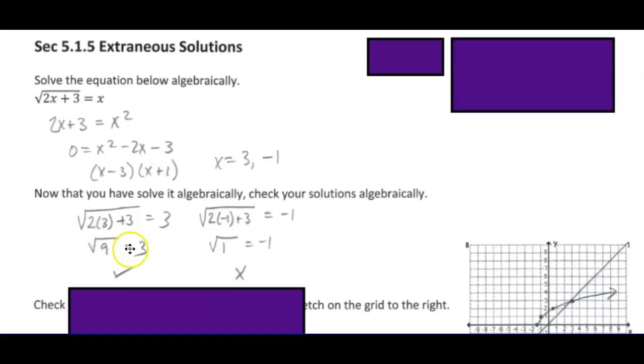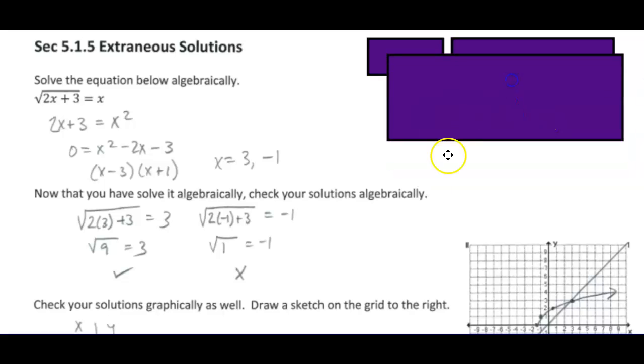Well, in the first case it does, but in the second case, square root of 1 does not actually equal negative 1. It equals positive 1. So we know that one of the solutions is fine and the other one is what's called extraneous because it does not work out when we go back to check it.